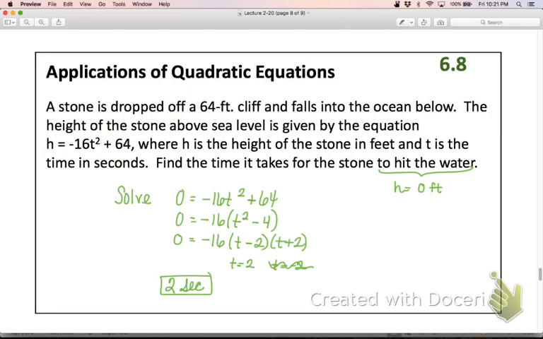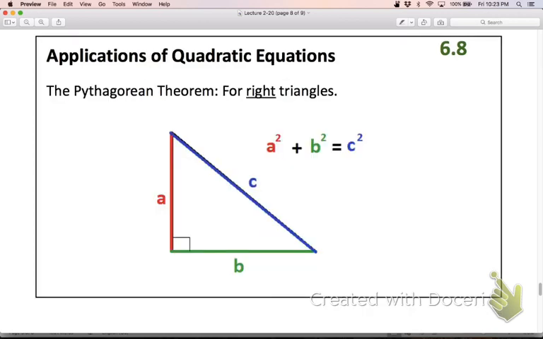The last thing that I want to show you is the Pythagorean Theorem. Somebody brought this up in class the other day. So you may recognize this from geometry. This tends to be like the thing that everybody remembers. So the Pythagorean Theorem is for right triangles, and it gives us a relationship between the two legs of the triangle. The legs are going to be the sides that form the right angle.